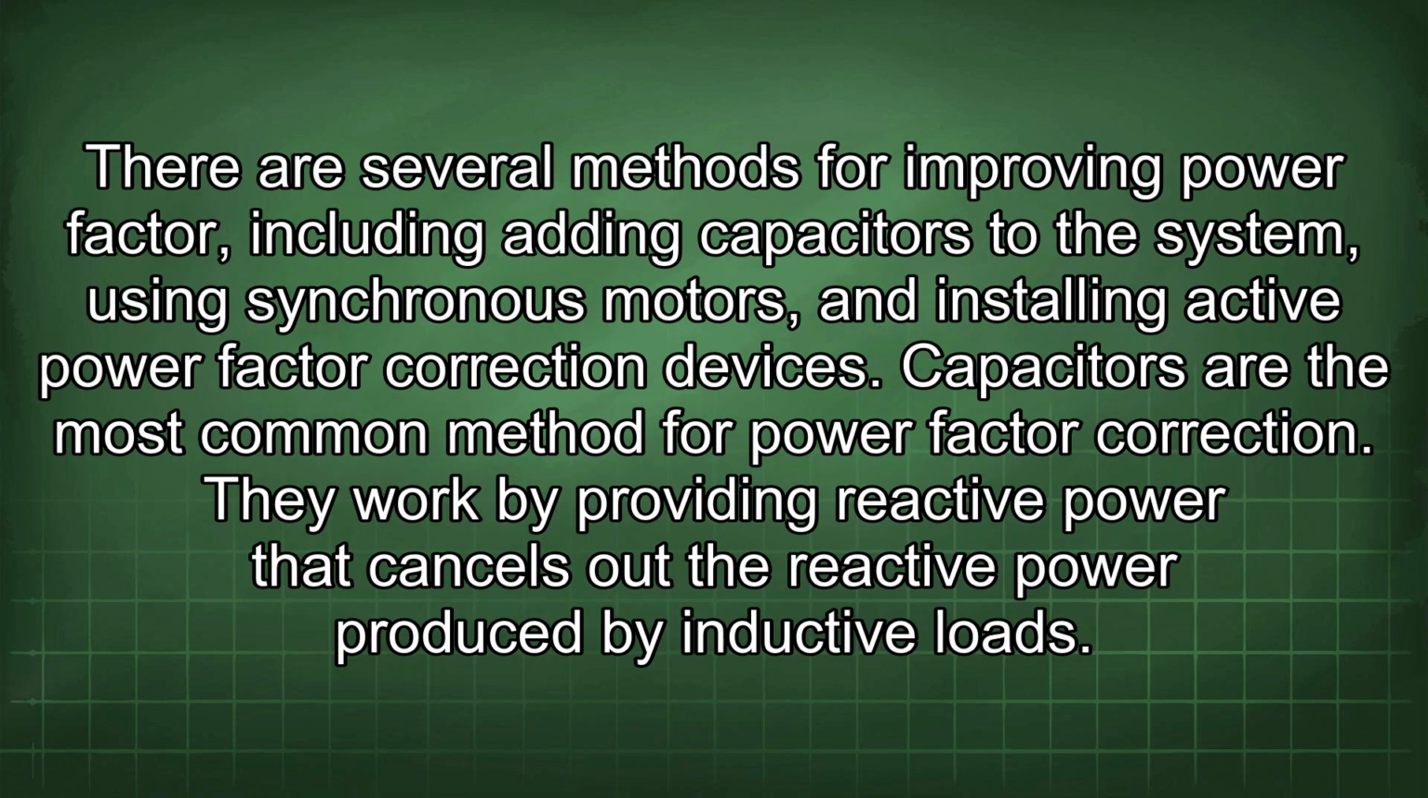There are several methods for improving power factor, including adding capacitors to the system, using synchronous motors, and installing active power factor correction devices. Capacitors are the most common method for power factor correction. They work by providing reactive power that cancels out the reactive power produced by inductive loads.